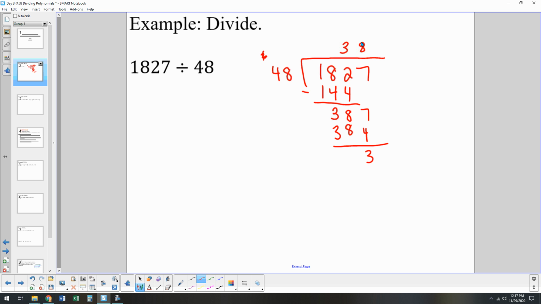Now, there's 2 ways we could look at this. I could put the point 0 and bring the 0 down and keep trying. Or I could say it went in 38, and my remainder was 3. So that's 3 out of 48, or 38 and 1/16. But the important thing to remember is that this was the remainder, and it goes over what we were dividing by. The reason we're talking about this is because we're going to start dividing polynomials.